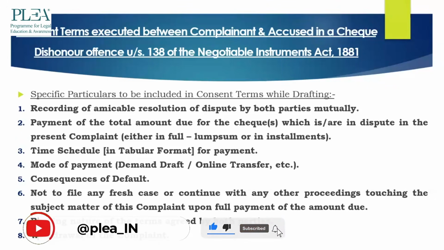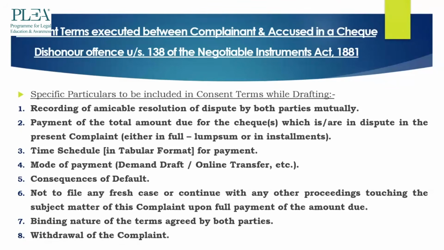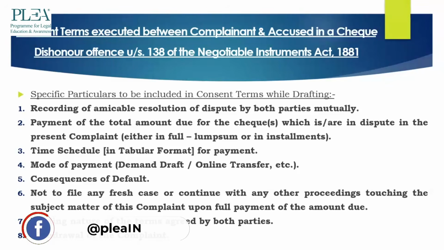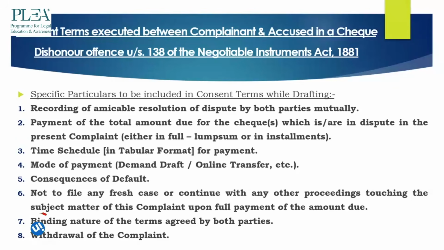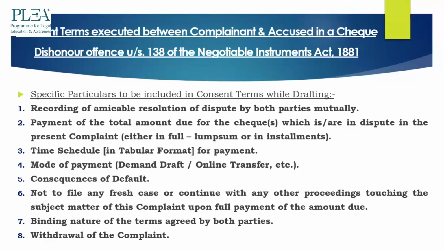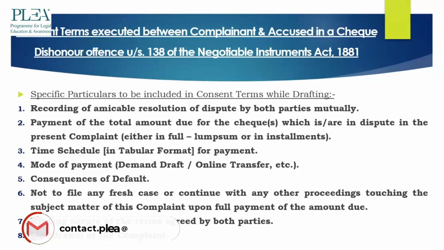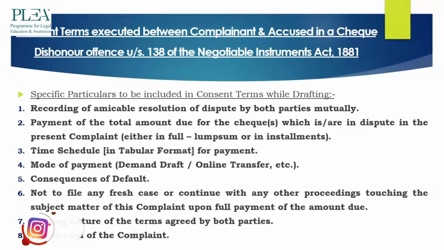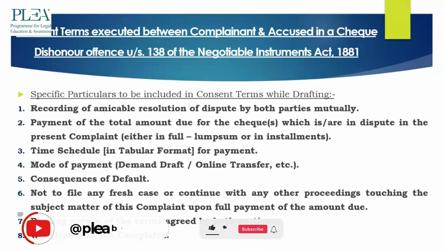When it comes to installments, the schedule of payments is made in columns in a tabular format, explaining what date, what amount, and what will be the balance on that day. Balance further for payment in a tabular format is included in the consent terms itself. The mode of payment of the amount due by the accused to the complainant is also stated, whether by way of a demand draft, online transfer, or some other mode.